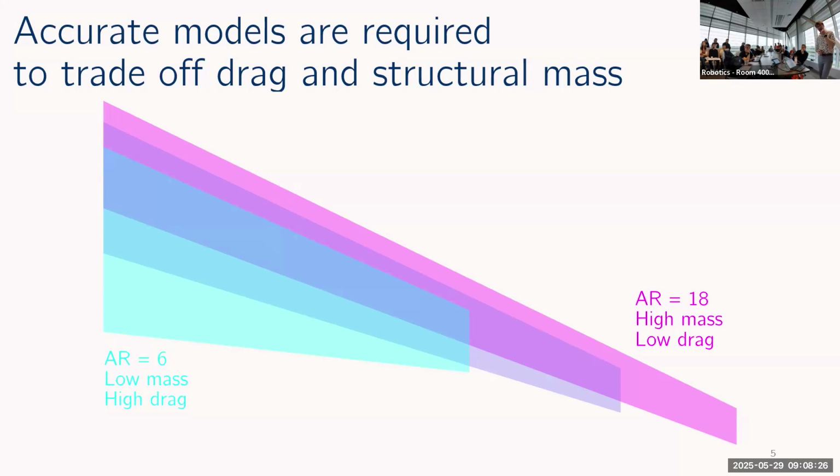And so the challenge with MDO is that for the optimizer to find the correct trade-off between these two effects, it's not sufficient to use just simple computational tools that roughly capture the trends of drag and structural mass. We actually need to use really accurate computational models to find that trade-off correctly.